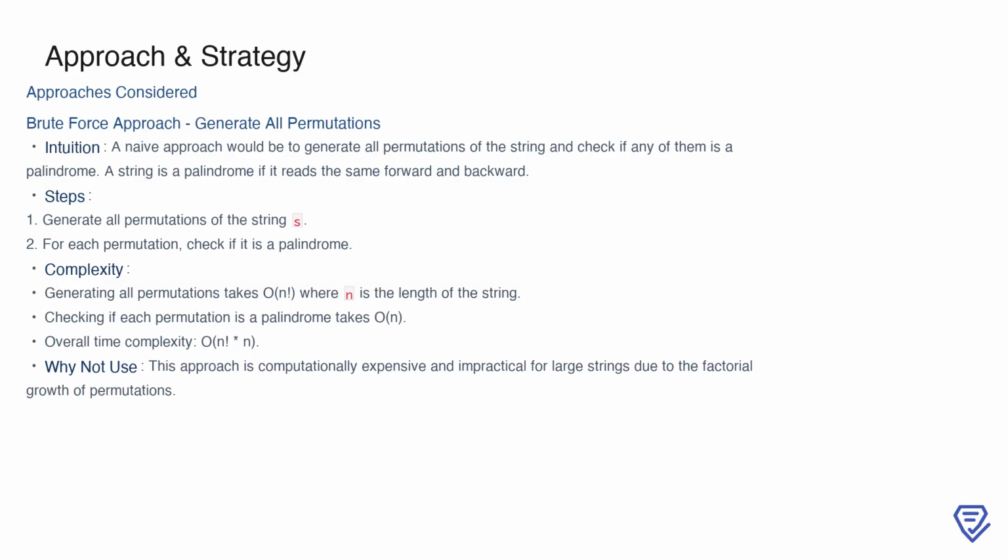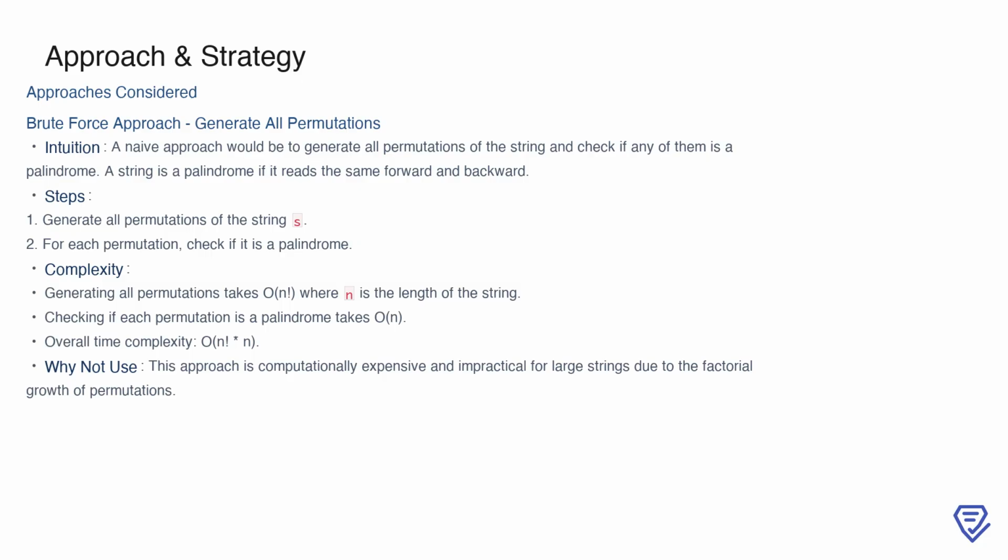However, the computational cost of this method is significant. Generating all permutations of a string with n characters has a factorial time complexity, O(n!). Additionally, for each permutation, checking if it's a palindrome takes O(n), leading to an overall complexity of O(n! * n). This quickly becomes impractical as the length of the string increases due to the exponential growth in the number of permutations. Therefore, while this approach is conceptually simple, it is not feasible for larger inputs and motivates us to seek more efficient methods.